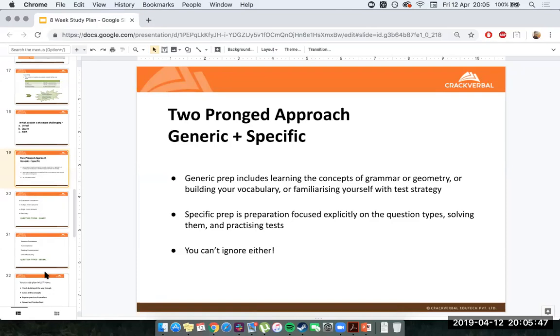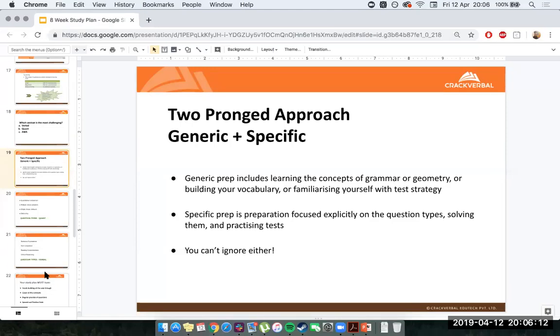On the other hand, you can't just do generic prep. You also need to actually solve questions. You also need to think about, well, how do I solve a question? What are the kinds of traps that I can fall into? How do I manage my time when I'm taking a test, right? Do I know that if I practice an entire test, I'm able to keep my concentration and stamina and mental awareness up, right? You need to do that side of the equation as well, right?